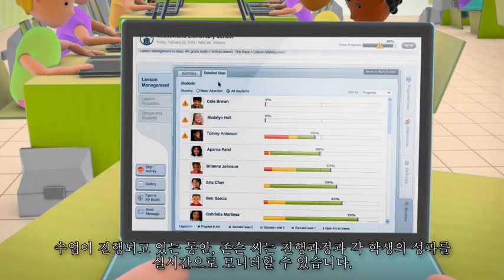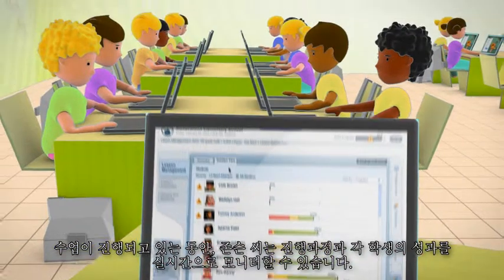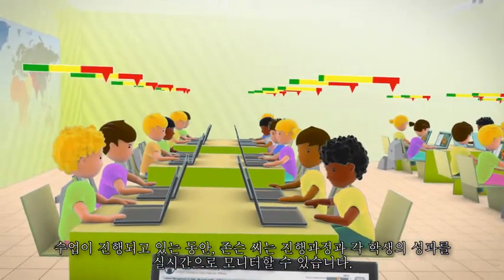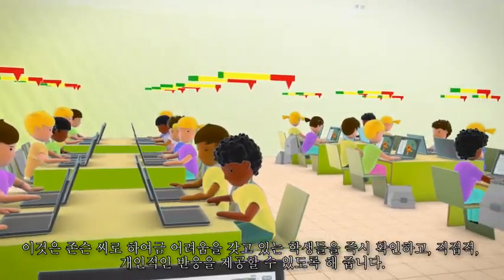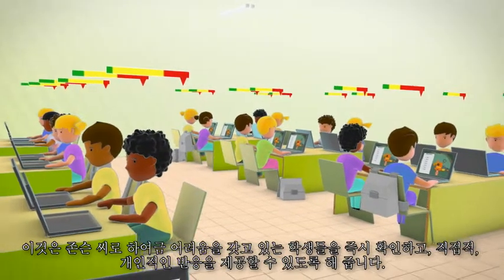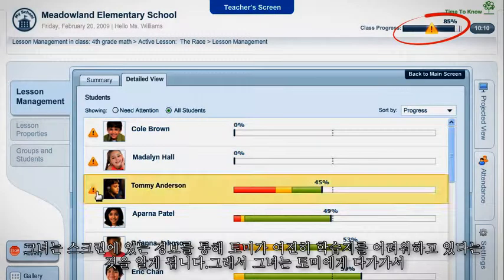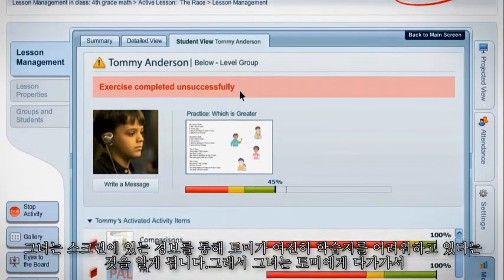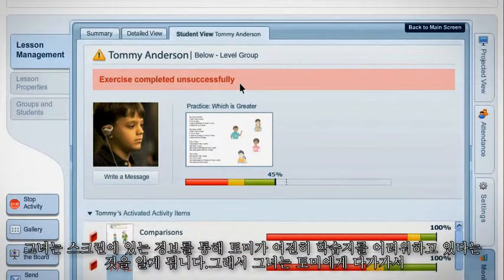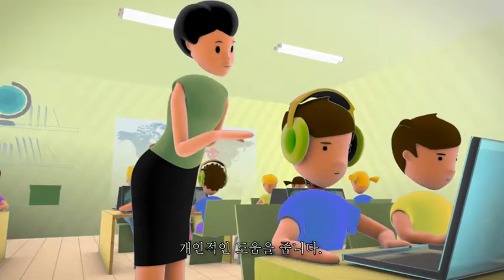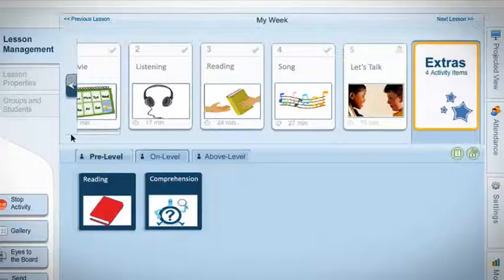While the class is working, Ms. Johnson can monitor the progress and performance of each student in real time. This allows her to instantly identify students who are having difficulty and offer an immediate, personal response. An alert on her screen indicates that Tommy is still struggling with his worksheet, so she decides to approach him and offer her personal assistance.